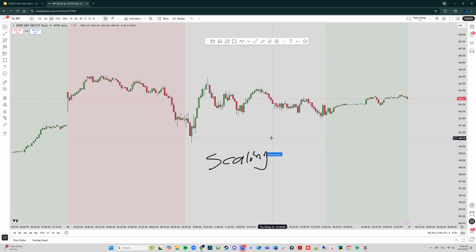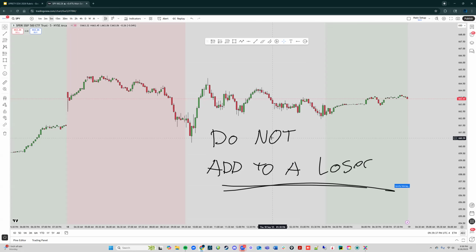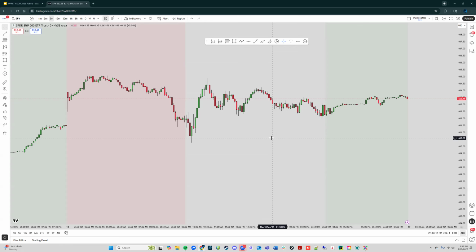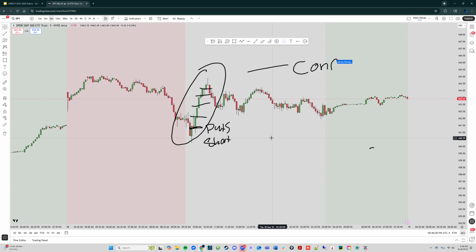Scaling. Okay? Here's the rule of thumb, just to begin with. Do not add to a loser. Okay? We do not add to a losing trade. That means if we buy puts here, or we short the market here, I'm not going to add as I go. I'm not going to average into a trade, unless there is confirmation.